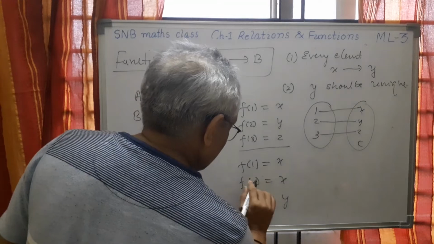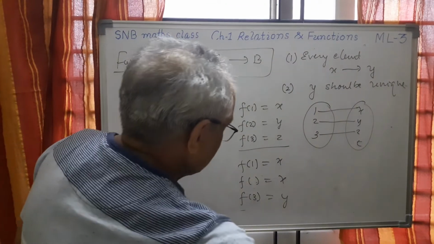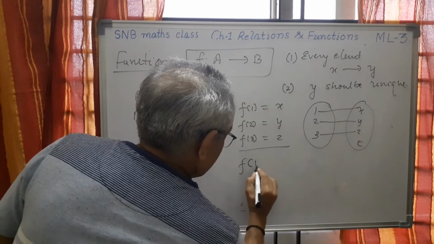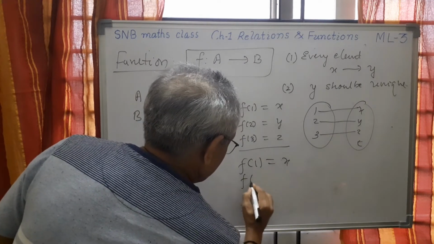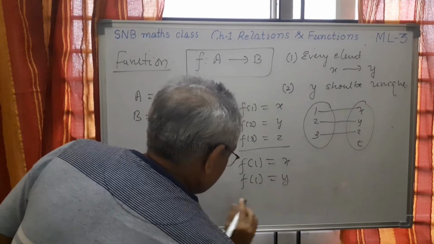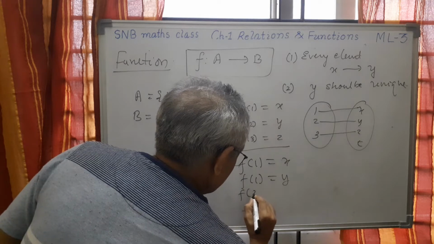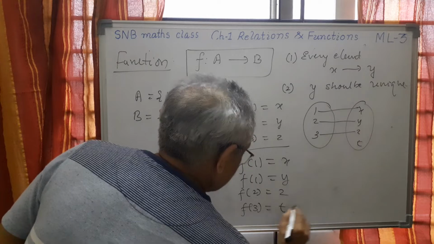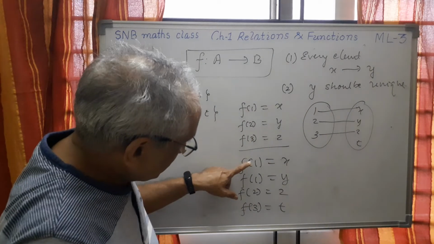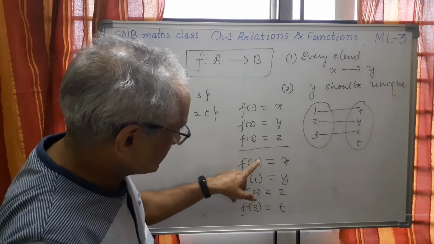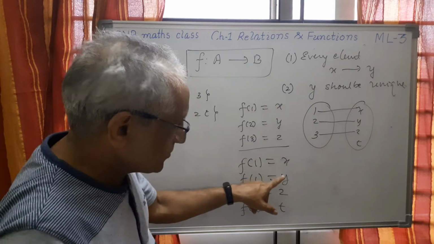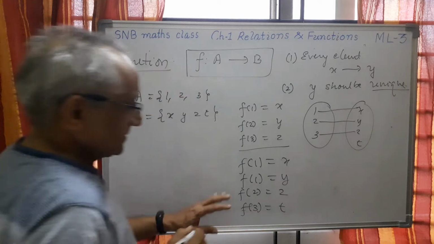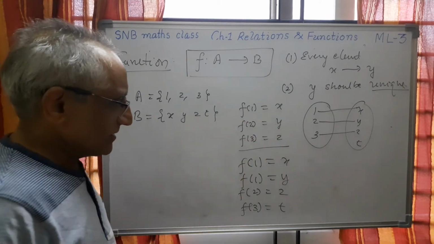Sorry, 1 is going to, I made a confusion. So 1 is going to x, f of 1 is going to y, f of 2 is going to z, f of 3 is going to t, let us say. So uniqueness. So here 1 is going to two elements. It is going to x and it is also going to y. So uniqueness is lost. Therefore this is not a function. Even in diagram also you can use.